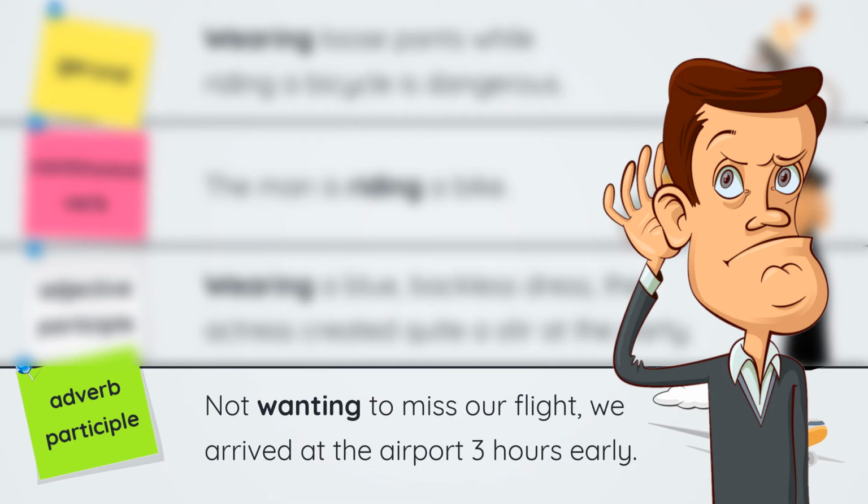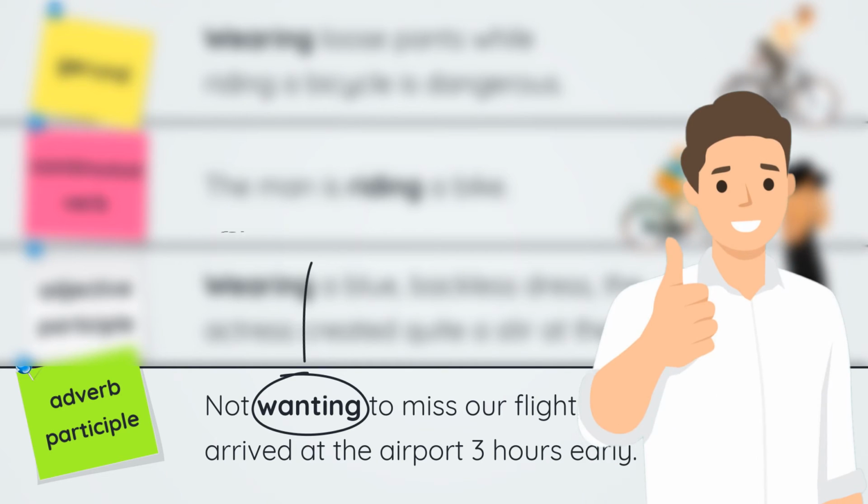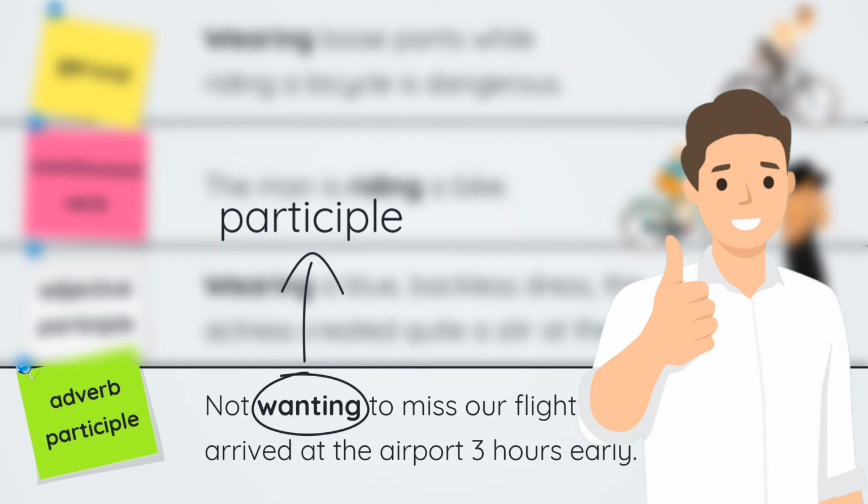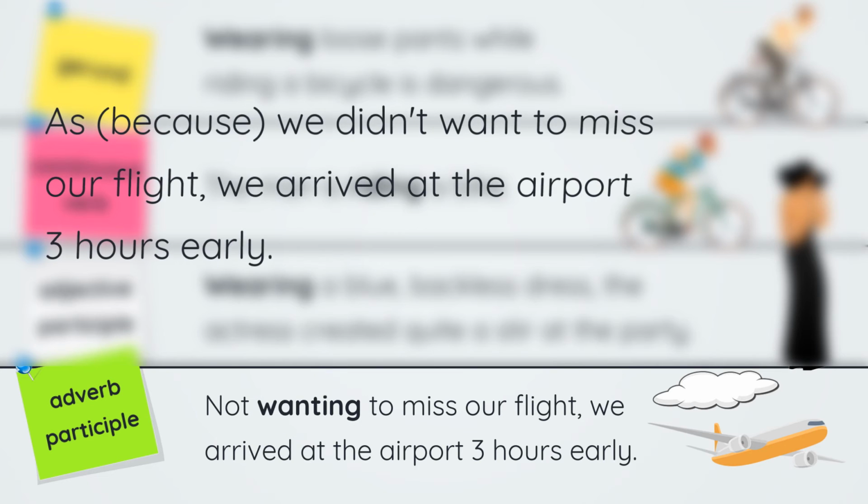So here, you have probably heard never to use the word want with an ing. That is true in the continuous verb case. Never use wanting as a verb, but you can use it as a participle. Okay? Now, what does this mean? "As we didn't want," or "because we didn't want," both okay. "As we didn't want to miss our flight, we arrived at the airport 3 hours early." Now you're thinking, what's going on here? So here's our negative. First, let's get that out of the way.